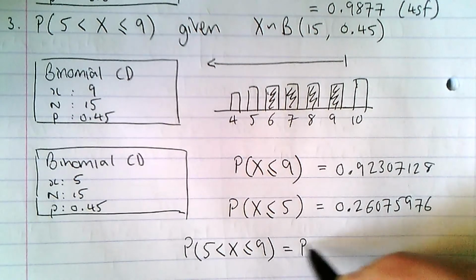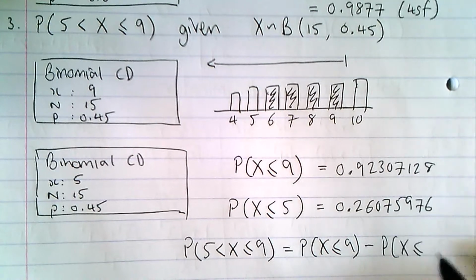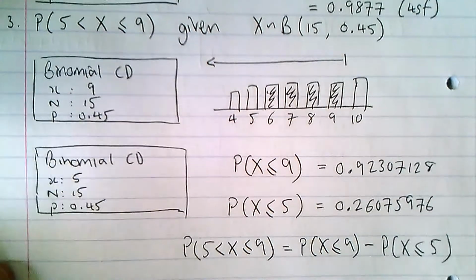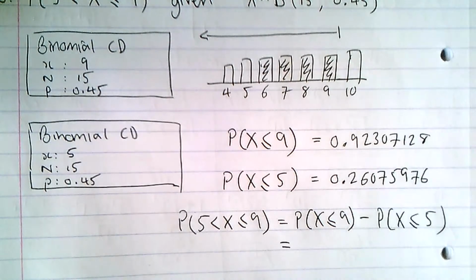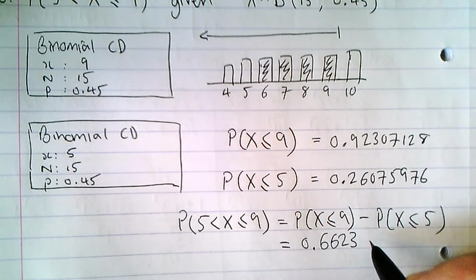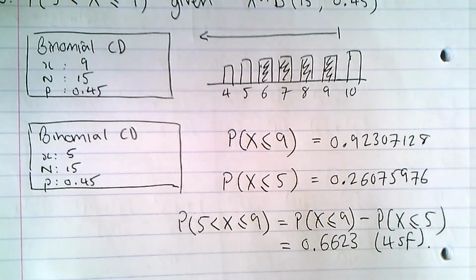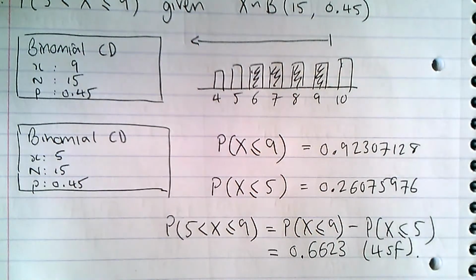So now all we're going to do to find the probability that x is between 5 and 9 is to subtract them. So subtract less than or equal to 5, sorry, from less than or equal to 9. And if we do that, we should get 0.6623 to four significant figures. So again, check that, make sure that you do get it. If you have any problems or any issues with having a go at these questions, then do give me a shout, send me an email, drop me a comment.